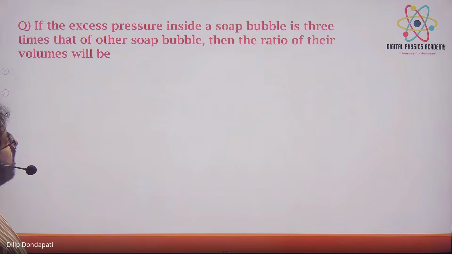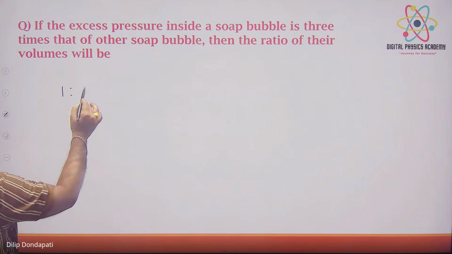If the excess pressure inside one soap bubble is 3 times that of the other soap bubble, with different radii, what is the ratio of their volumes? Try it.